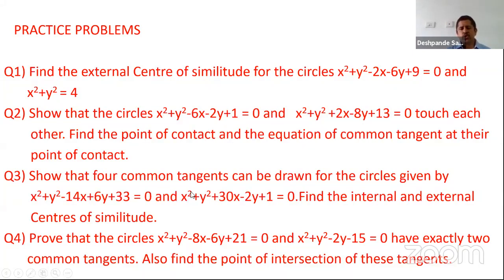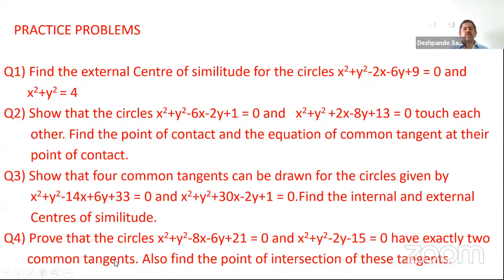Okay, then show that 4 common tangents can be drawn for the circles given. Now here, you have to show that 4 common tangents can be drawn. So how do you know that 4 common tangents can be drawn? If you are able to show that the C1C2 distance is greater than R1 plus R2, you see that the 2 circles are not intersecting. You will have 4 common tangents. So once the 4 common tangents are there, you can find both the internal center and external center for the same problem here, right? Then prove that these 2 circles have exactly 2 common tangents.